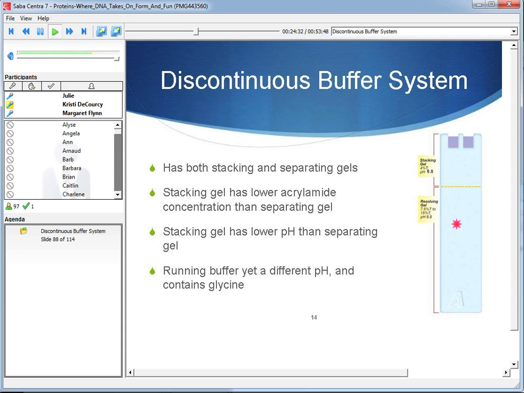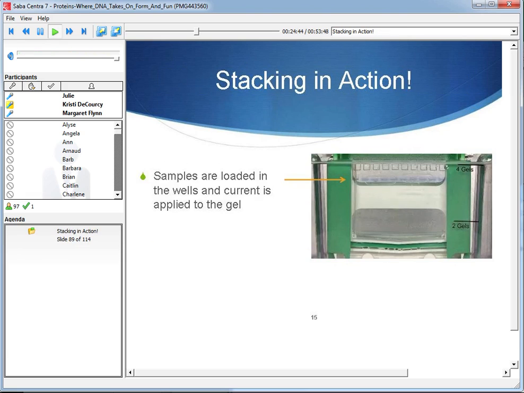And what this does, and the long and the short of it is, if you load proteins up here in the well, by the time they reach this interface between the two gels, they're all going to be lined up in a straight line, and we call that stacking.